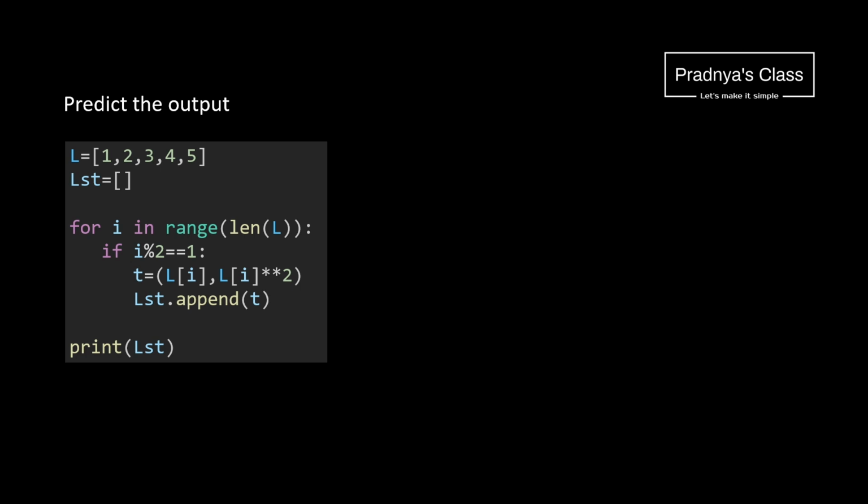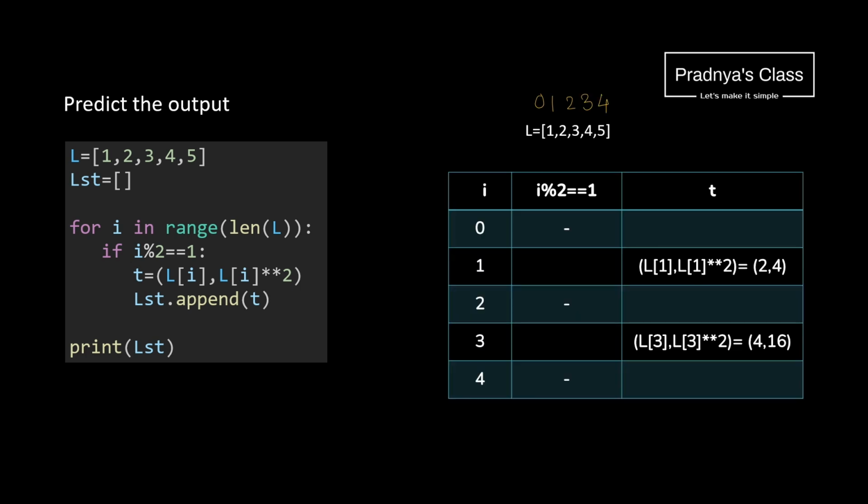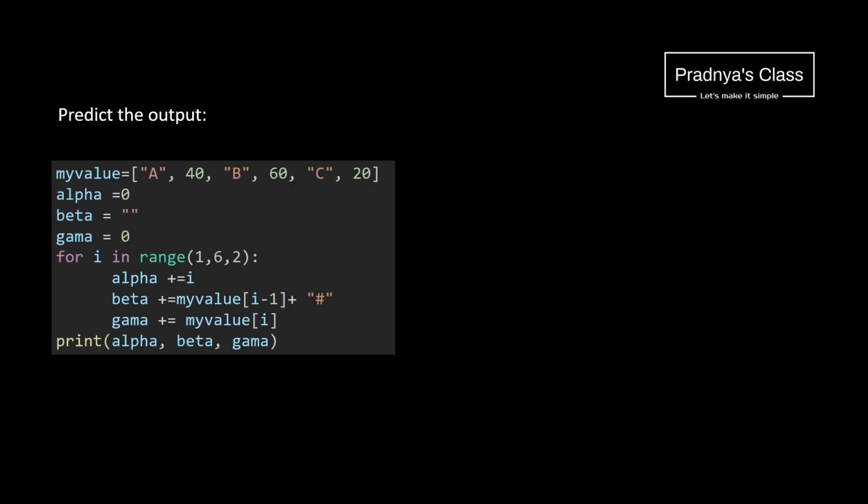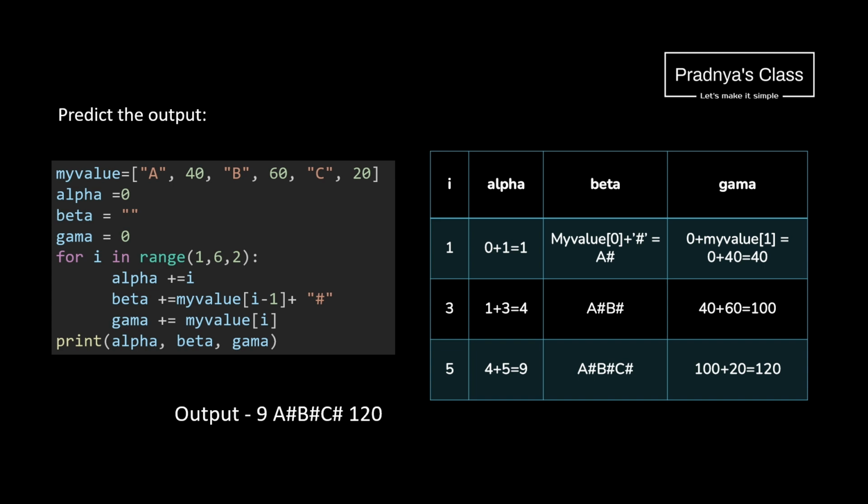If you want more practice, here it is. Pause the video and try it yourself. For your convenience, here is the dry run table. Make sure you are practicing yourself because the more you practice, the more you get the clarity. Alright then, there is one more question. Pause the video and you have to give it a try. To help you, I am showing the output and here is the dry run table for the same.